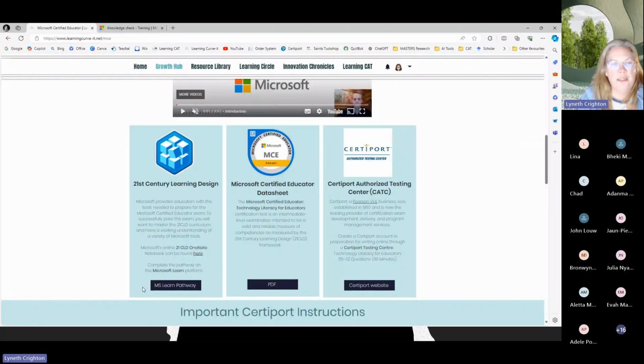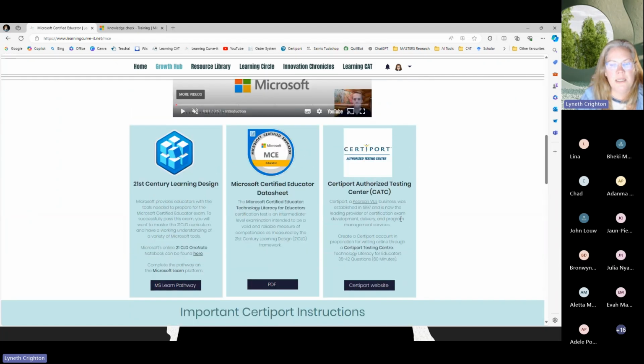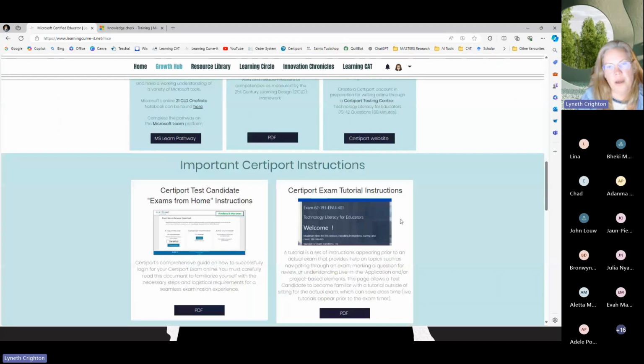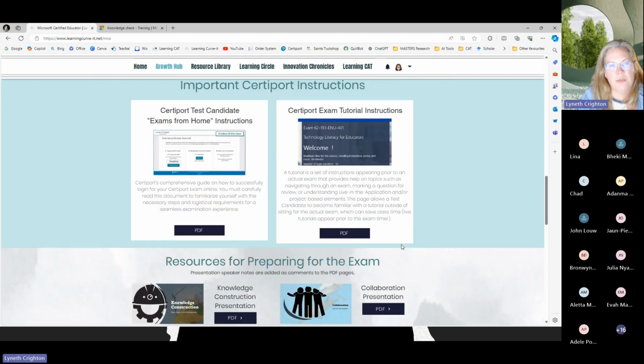On the website, if you clicked on this button, you would get to the pathway and learn. There is the data sheet of what is covered in the exam, and there is a link to the Certiport website, which, should you write the exam, you will need, and I'll explain further what you need to do on Certiport, how you follow the exams from home.